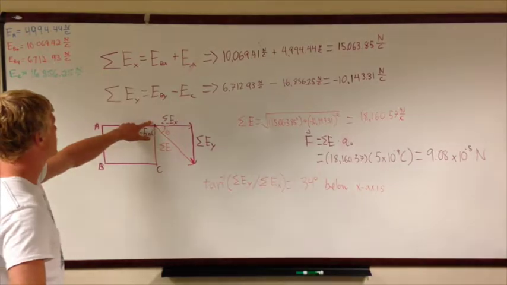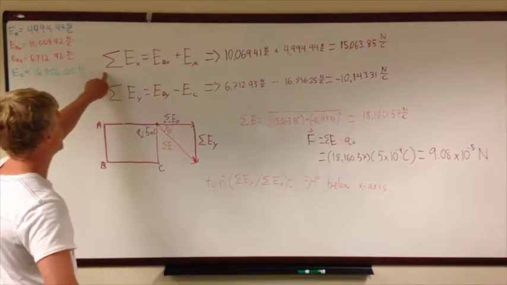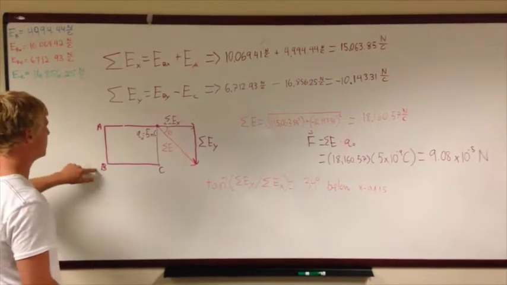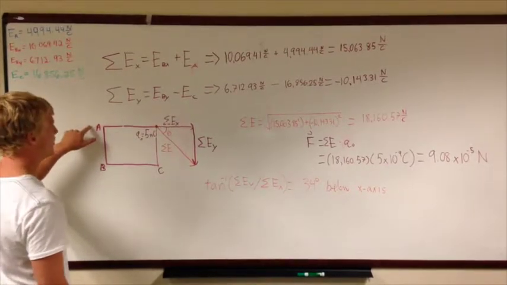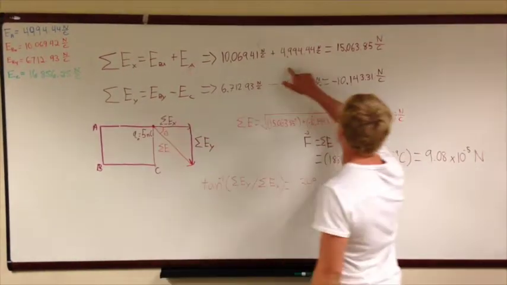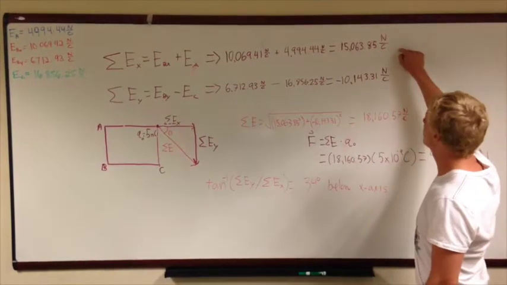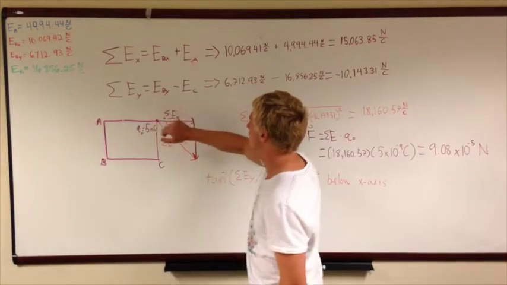Okay, so to finish off this problem, we need to find the total electric field acting on this particle here. So we can do that by breaking it down into x and y components. So we find the sum of the electric field acting on the particle from B plus the x direction of the electric field from A. We add those up together to get the 15,063.85 newtons per coulomb.